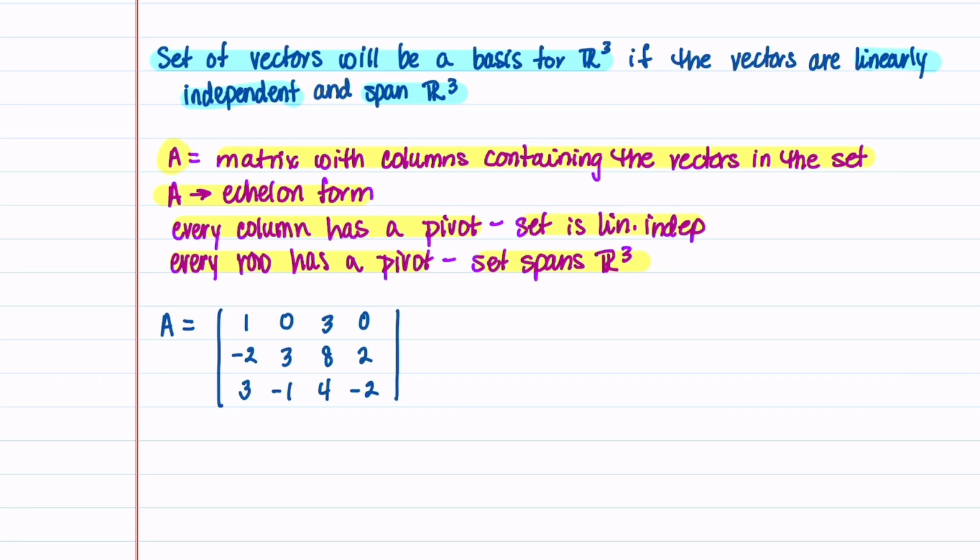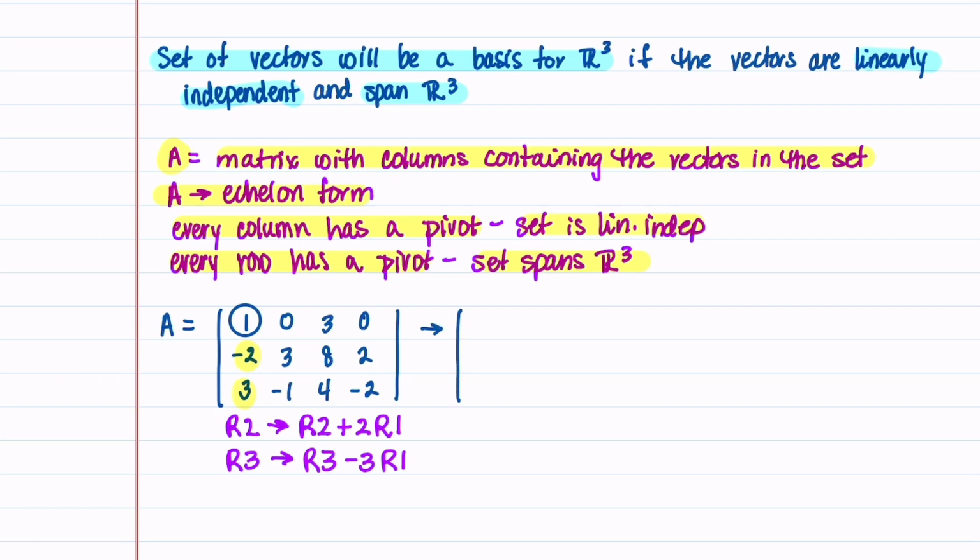So I'm going to go ahead and circle our first pivot. And what we have to do is get a 0 below those pivots. So we're going to do some row replacement, and we're going to take row 2 and replace it with row 2 plus 2 times row 1. And then we're going to take row 3 and replace it with row 3 minus 3 times row 1. Let's see what this gives us.